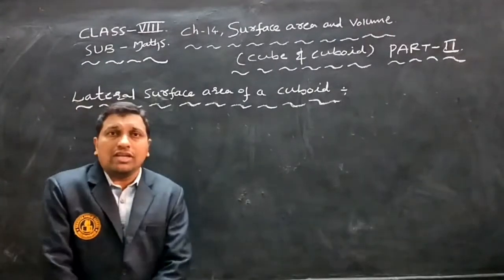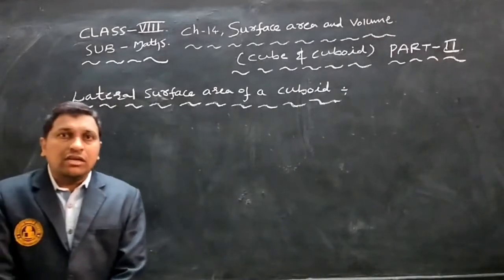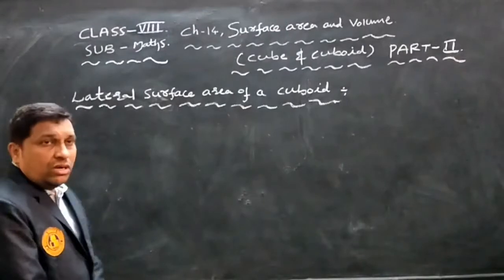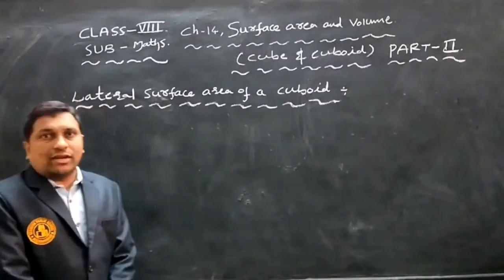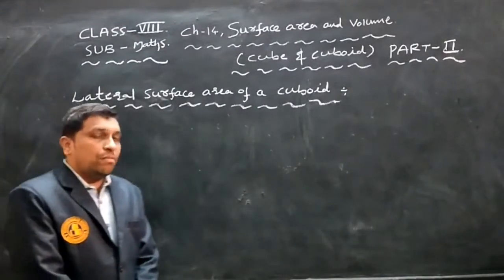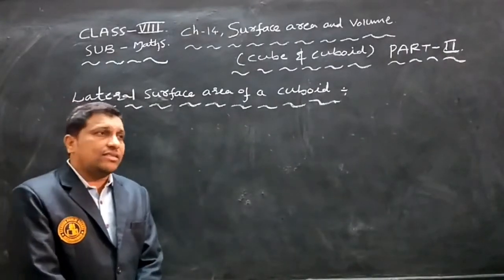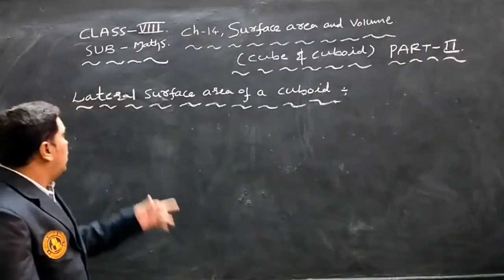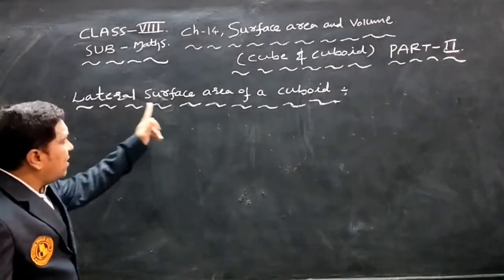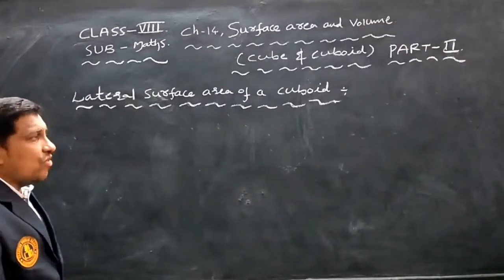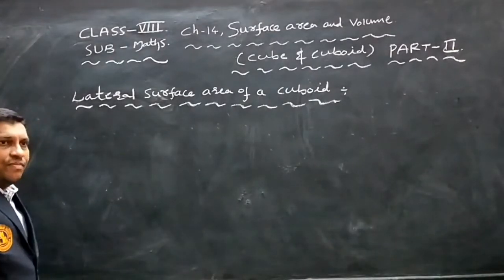So what is the total surface area of a cuboid? The formula for the total surface area of a cuboid is 2 times (LB plus BH plus HL). This topic was already discussed. Now we discuss the lateral surface area of a cuboid.